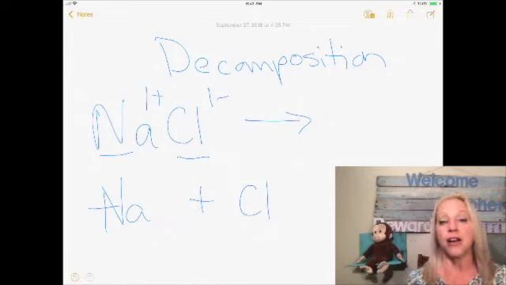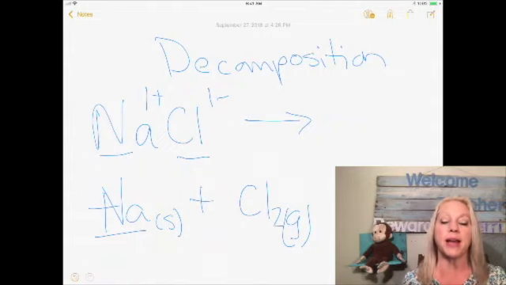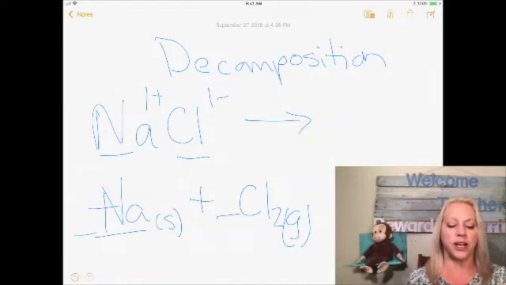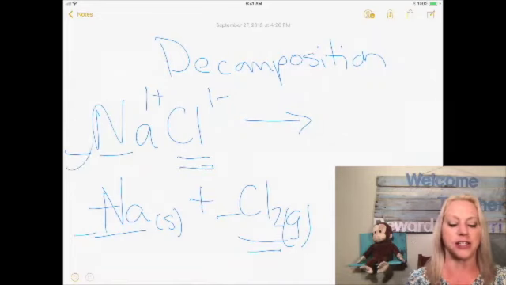Now I need to consider, are either of these diatomic? Sodium, with it being a metal, is not diatomic. And chlorine is one of our diatomic 7. When it's a gas, we need to make sure to put a 2. Now again, just like before, we need to go back and balance the equation. I have 2 chlorine down here, and I need 2 chlorine up here. The only thing I can change is this number here. So I'm going to put a 2 here.